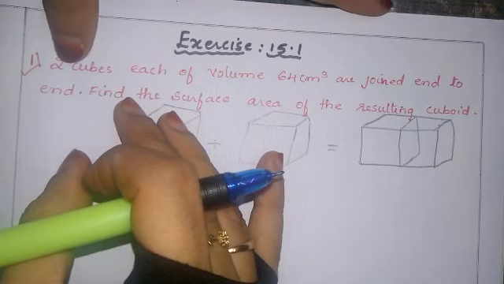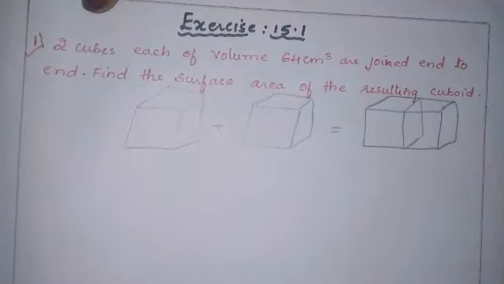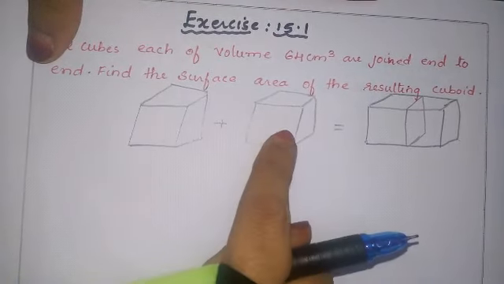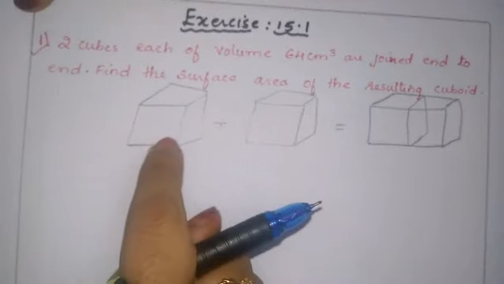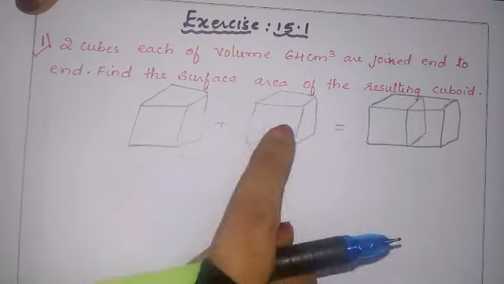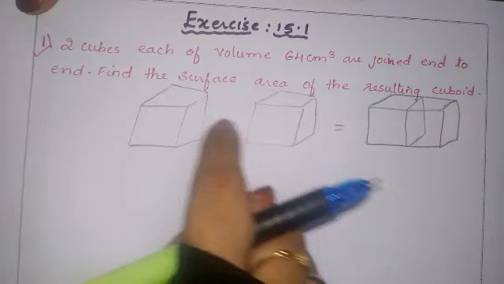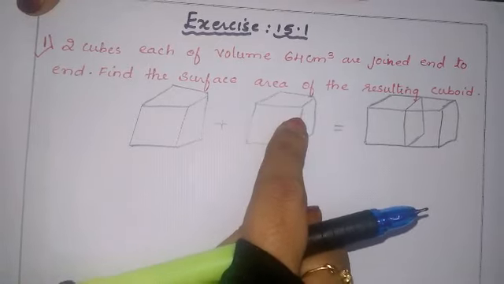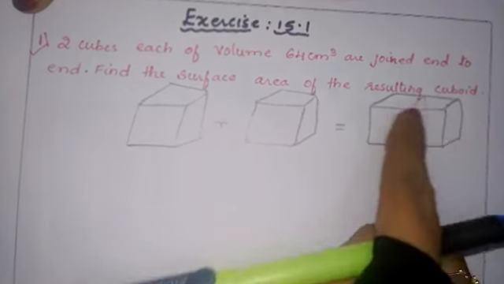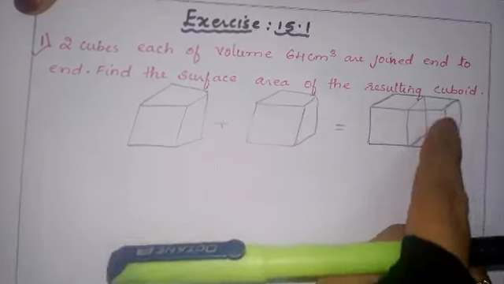What have they told? Two cubes, each of volume 64 centimeter cube. I have drawn here two cubes. You can see one cube and one more cube, each of volume 64 centimeter cube, and joined end to end. Here I have joined them. If we join these cubes, we will get a cuboid. They ask us to find the surface area of the resulting cuboid.